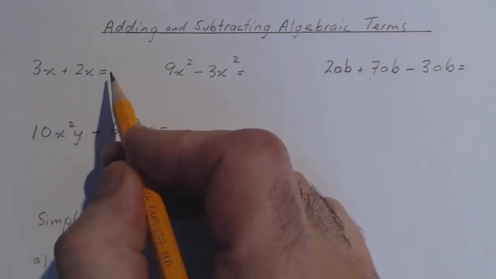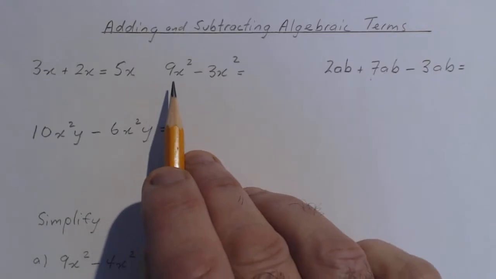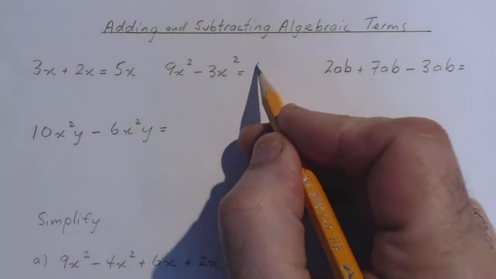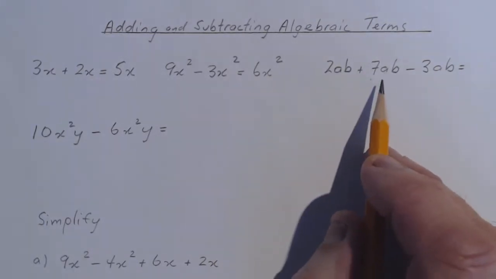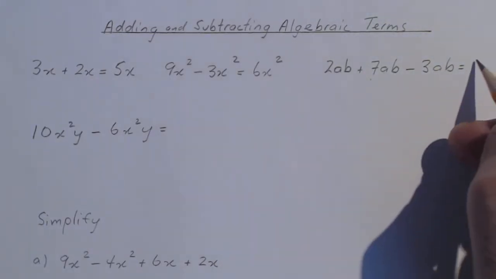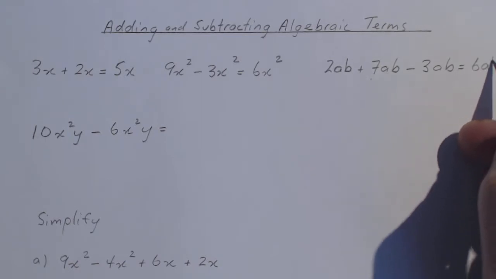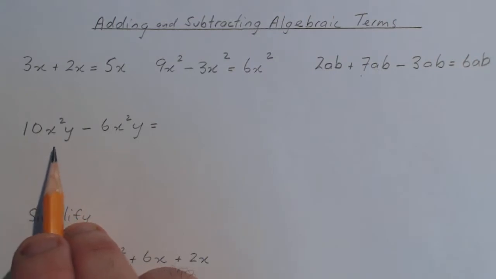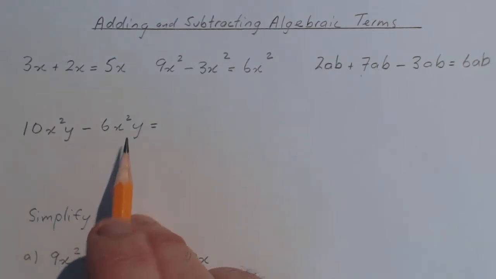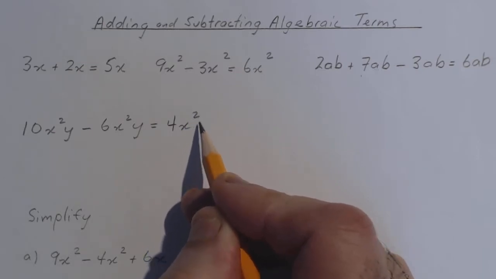Okay, 3x plus 2x gives 5x. 9x squared minus 3x squared gives 6x squared. 2ab plus 7ab minus 3ab gives 6ab. 10x squared y minus 6x squared y gives 4x squared y.